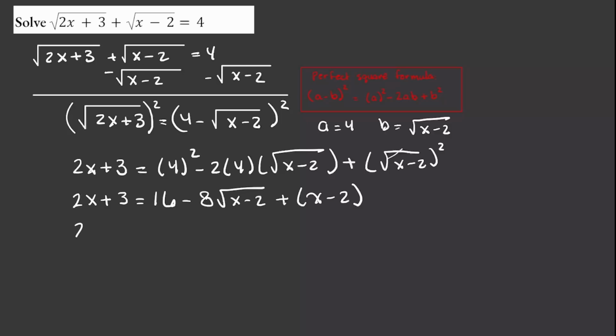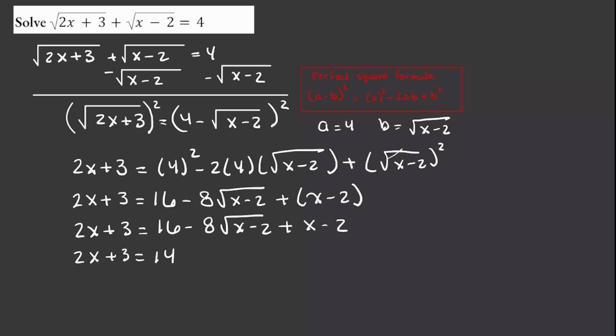So now here I would have 2x plus 3 equal to 16 minus 8, the radical of x minus 2, plus x minus 2. Combining like terms gives me 2x plus 3 equals 16 minus 2, which gives me 14, plus x minus 8, the radical of x minus 2. Now I got rid of the radical on one side of the equation. Now I need to get rid of the other radical using the same technique.